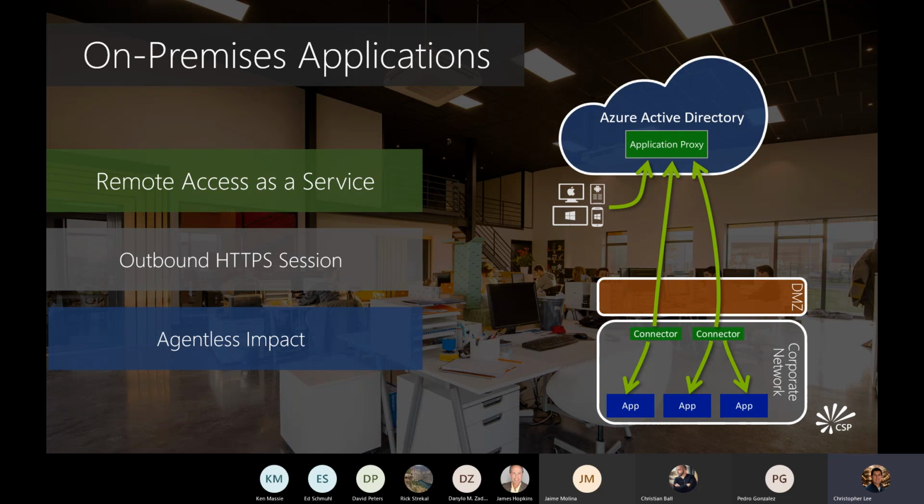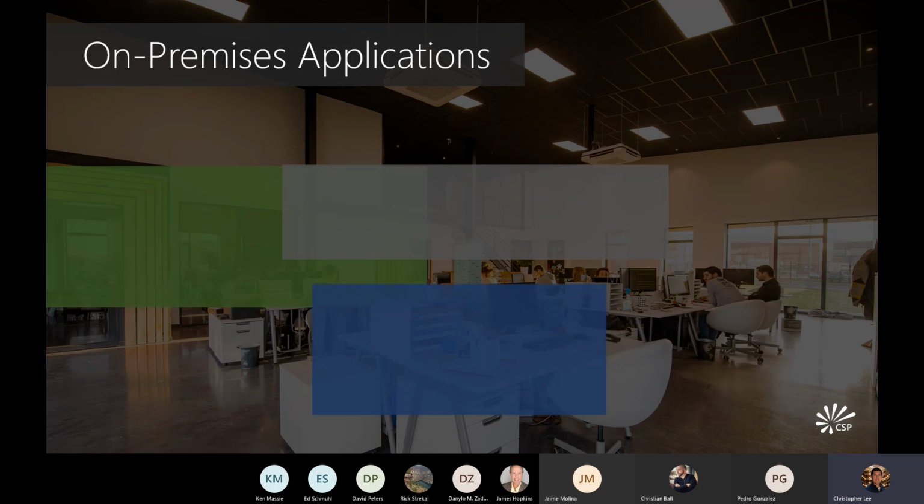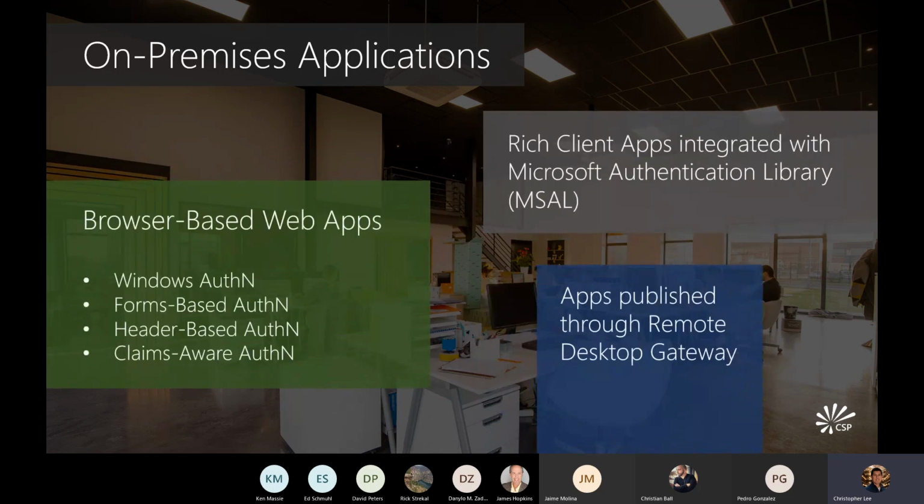As long as the server that the app proxy connector runs on can talk to the internet over HTTPS, we can essentially publish all of our on-premise applications externally in a very secure fashion. The way that this works, though, there are some limitations. So you might be thinking, what can I publish?